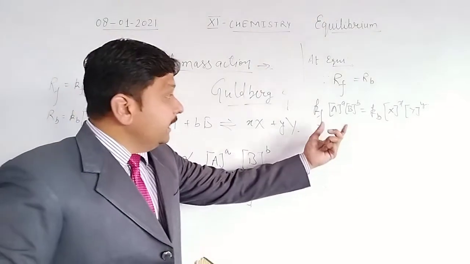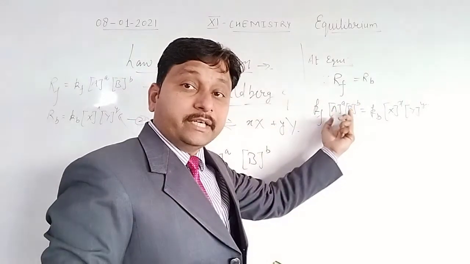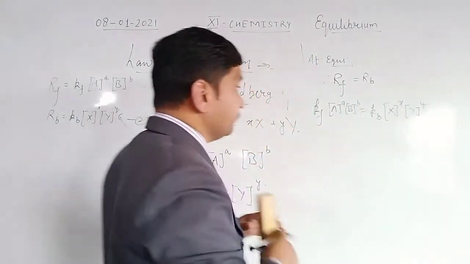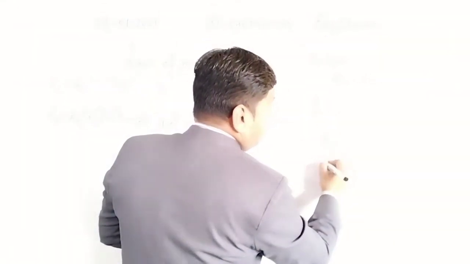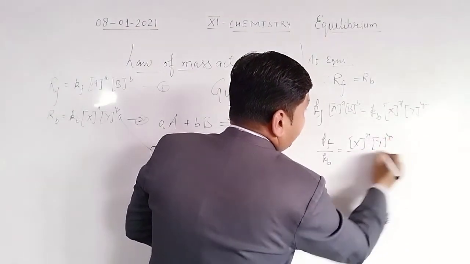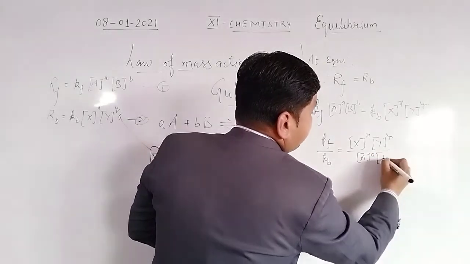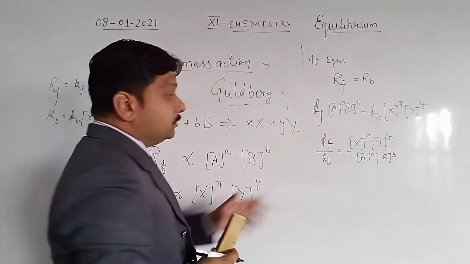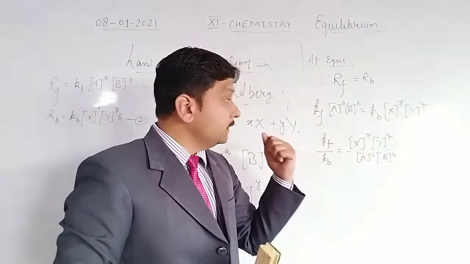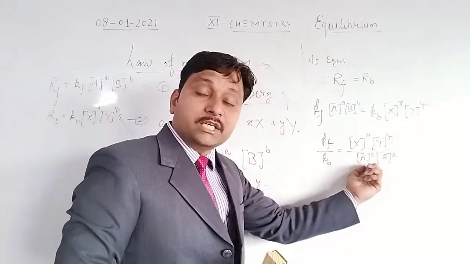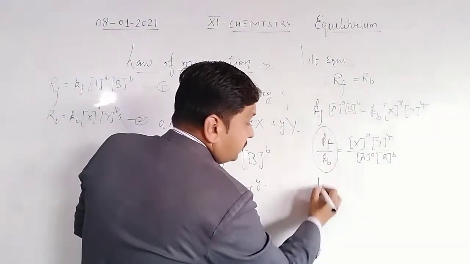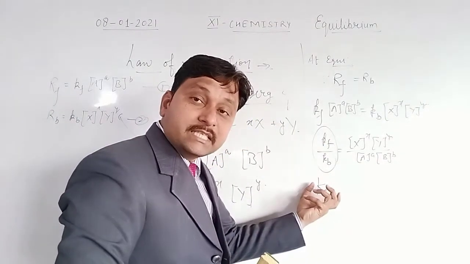Clear? If the concentrations of the reactants are moved to the denominator on the right hand side, we write Kf over Kb is equal to [X] to the power x and [Y] to the power y over [A] to the power a and [B] to the power b. So this ratio means the product of the concentrations of the products over the product of the concentrations of the reactants. This ratio can be represented as Kc. Kc means equilibrium constant.